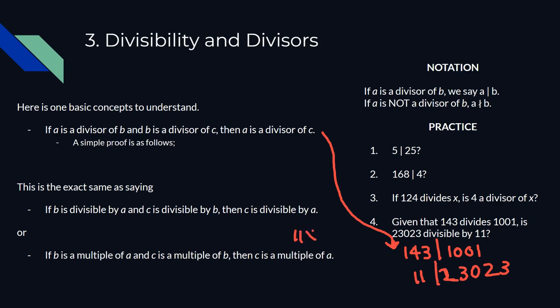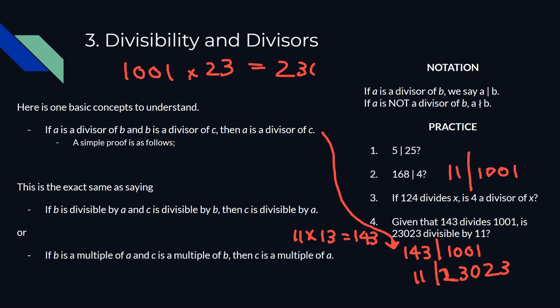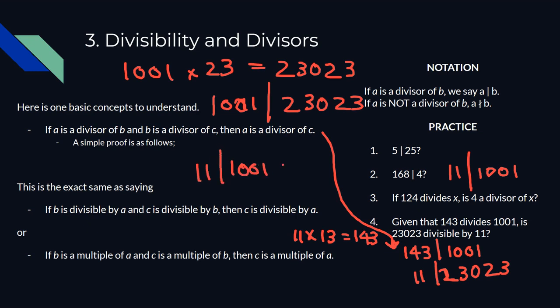because 11 times 13 gives you 143. We know that 11 divides 143, and 143 divides 1001. So we know that 11 divides 1001. Now what about 1001? I know it's going all over the place, but just try to follow along. 1001 times 23 is equal to 23,023. This proves that 1001 divides this, but we know that 11 divides 1001, right? We know that already from right here.